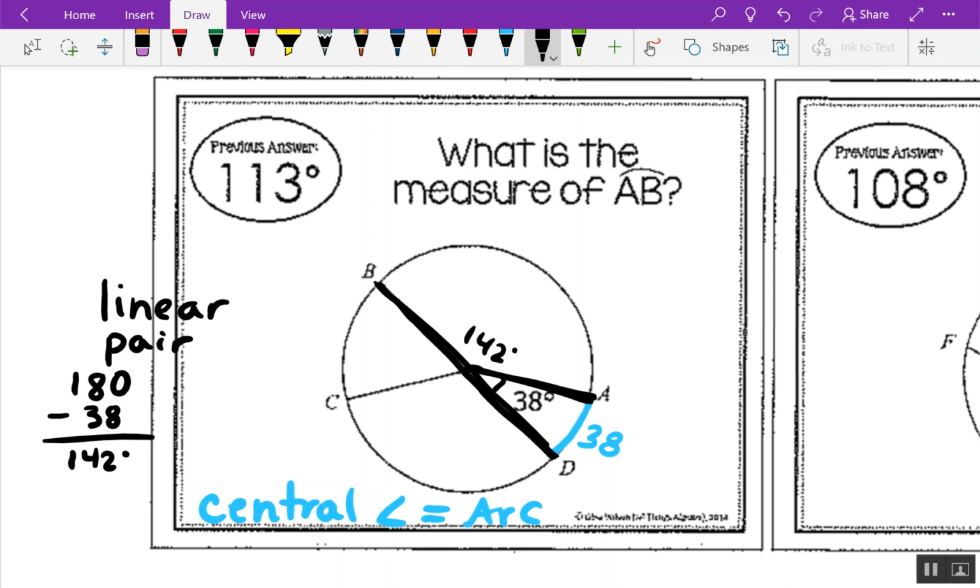And what is it that they're looking for? What do they want? Angle, I mean segment AB or arc AB? They want arc AB. We already have it, right? Because 142 is a central angle, and the central angle equals the arc. So this one equals 142.